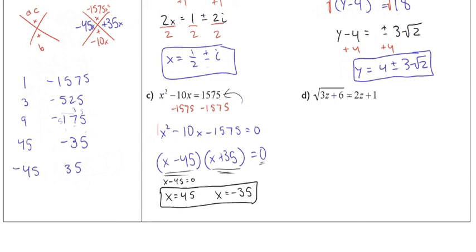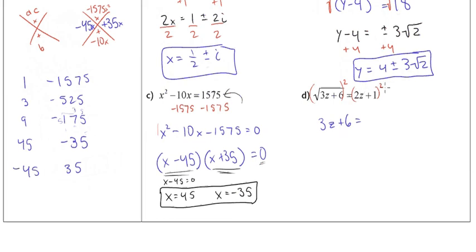Last one is using the quadratic formula. So we've got d over here, and as it stands right now, it's got this radical in it. It's not really in a usable form, and so our first step is going to be to square both sides. Okay, we're going to square both sides to get it in a more useful form. The square root of anything squared is just the stuff inside that square root, the radicand. We end up with 3z plus 6 is equal to, and now you multiply this out.